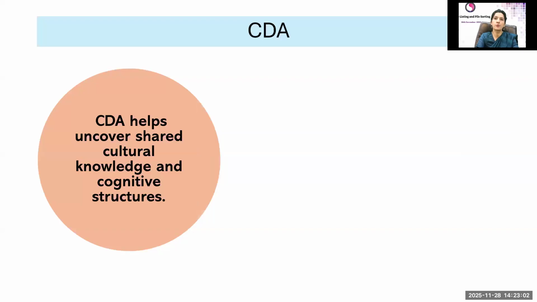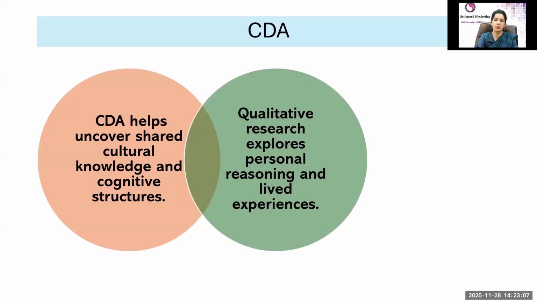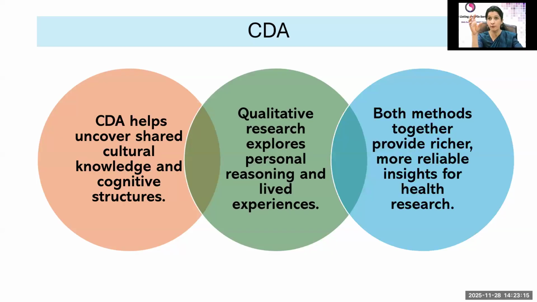CDA helps to uncover the shared cultural knowledge and cognitive structure, and qualitative research explores the personal meaning, reasoning, or lived experience, because there are various types of qualitative research also. There is phenomenology, narrative research, grounded theory, and qualitative descriptive. Depending on our objective, we may want the lived experience of individuals in phenomenology or narratives, or just a description. But both these methods together provide richer insight for health research.